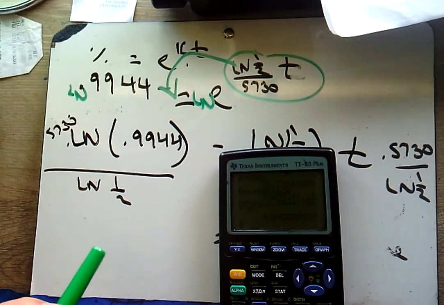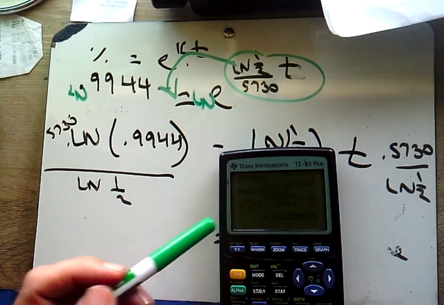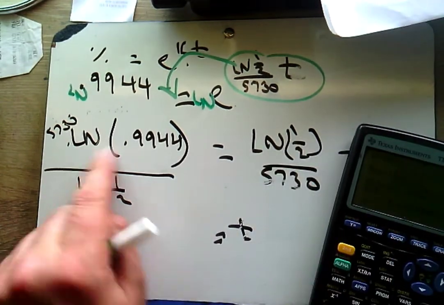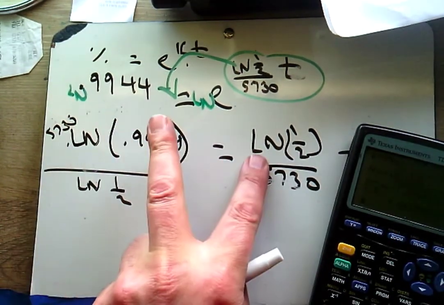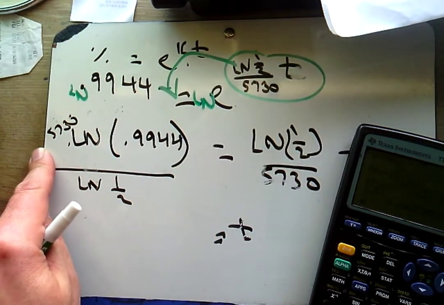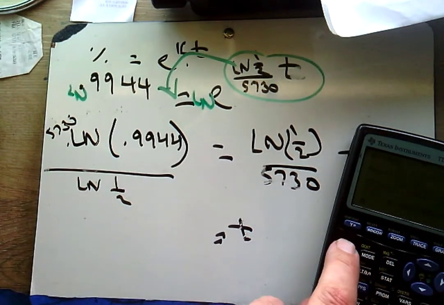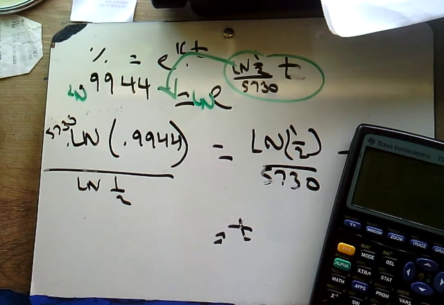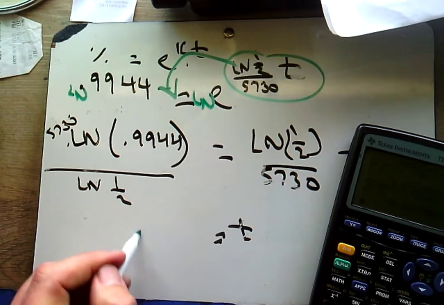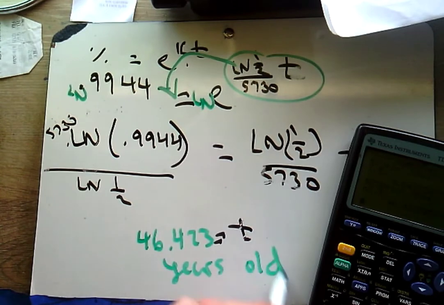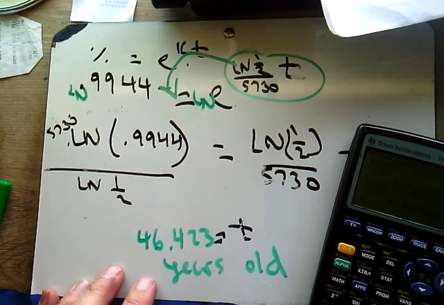I think I've made a mistake, because it's not supposed to be 4 years old. Percent. Take the ln of both sides, bring that down, multiply by 5730. Oh, I did 573. Okay, I'm going to go back to that and add that 0. 46.423 years old. Now, if Vermeer is painting in the 1600s, how can this painting only be 46 years old?